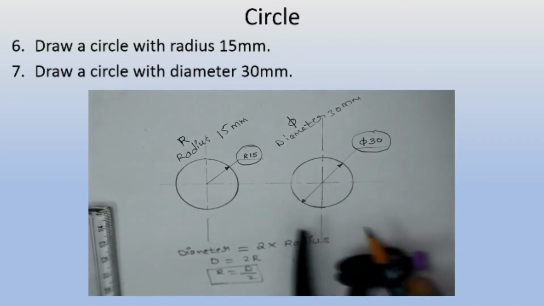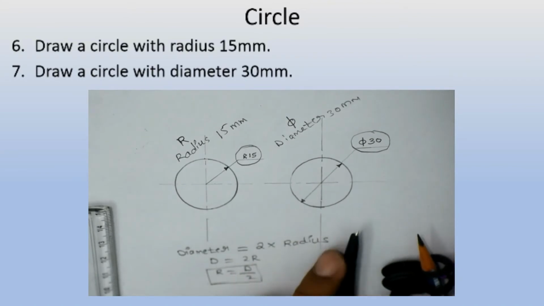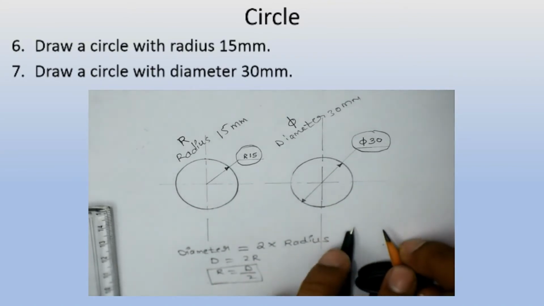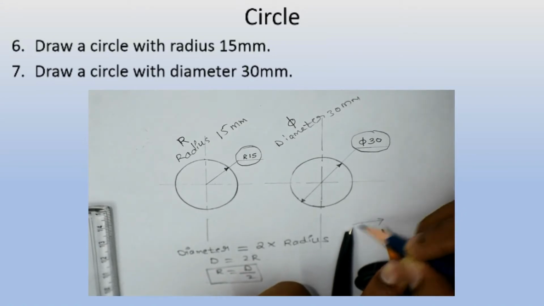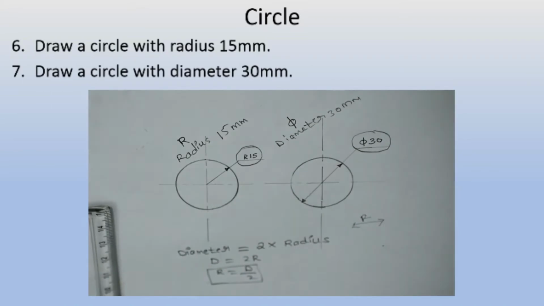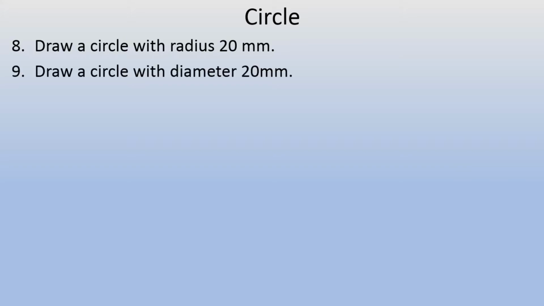So for drawing with compass, you always take the radius. This distance from this nib to the pencil nib is always going to be radius. Radius, radius, radius. So even if diameter is given, we will take the radius. Now we will see two more problems.